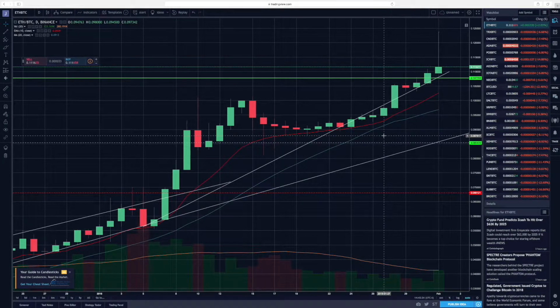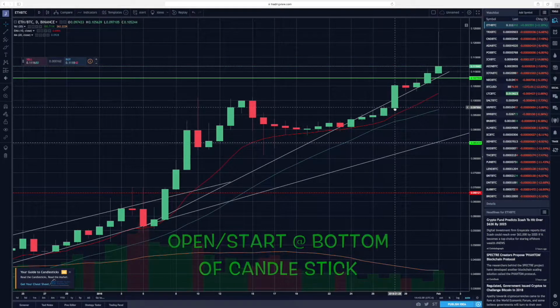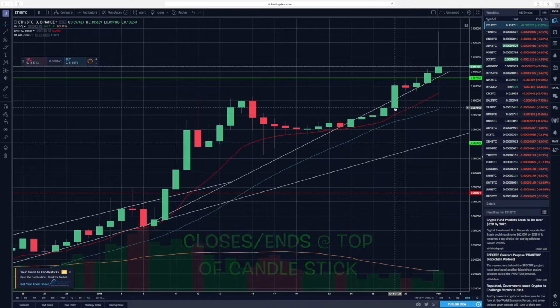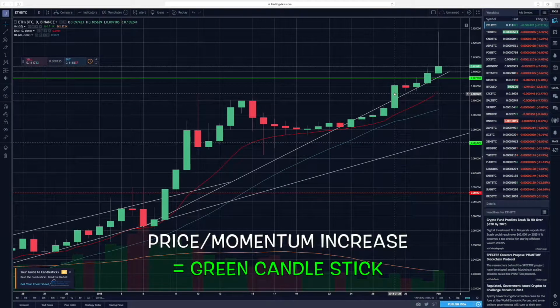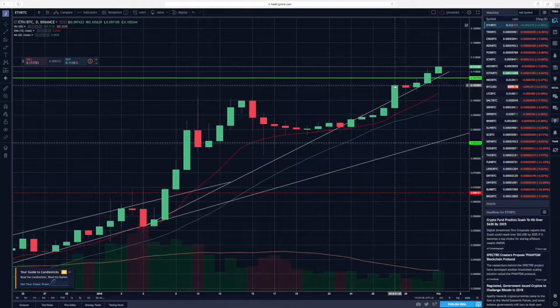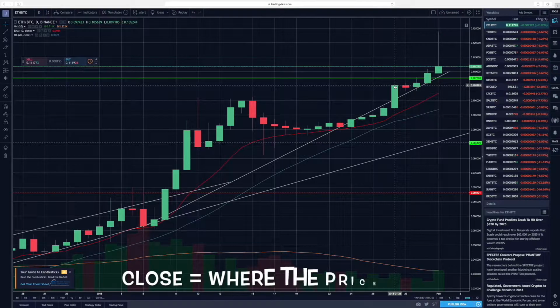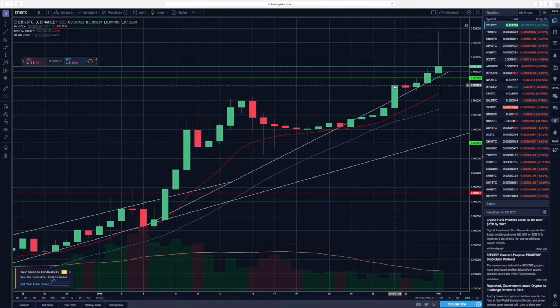Now, since the green means an increase in cash or momentum, when a candlestick is green, that means it opens or starts at the bottom and closes or ends at the top. It opens here and momentum drives the price up, and then it ends up closing here. So that represents a green candlestick. It's pretty detrimental to your success that you understand open and close terminology, because it will be used a lot. But it's pretty easy. Know that the green means it opens at the bottom and closes at the top.